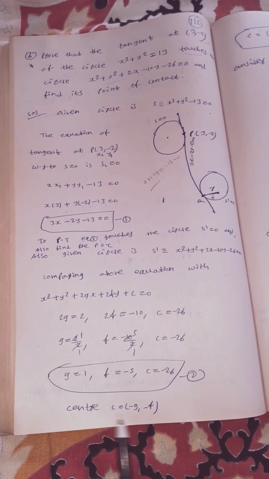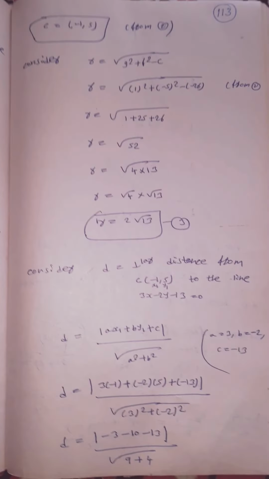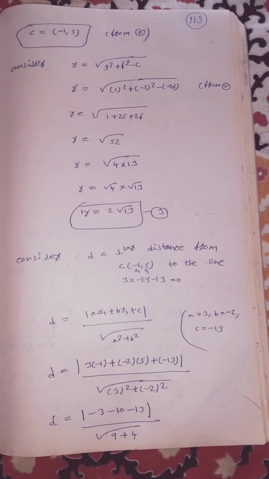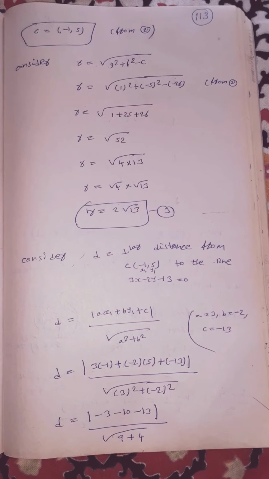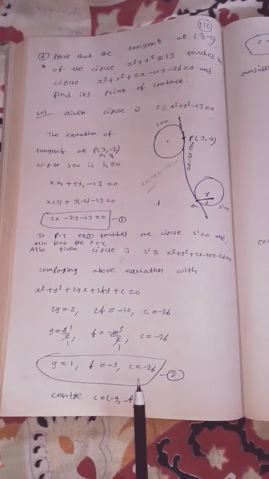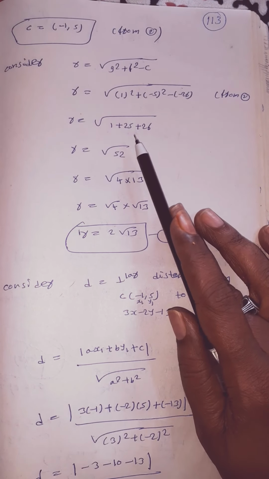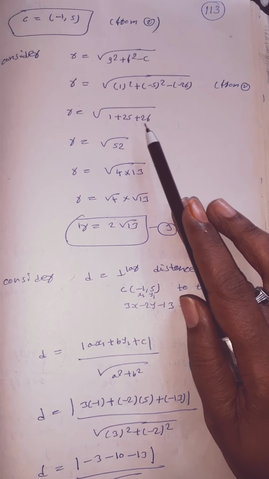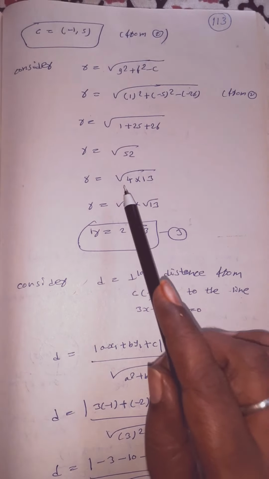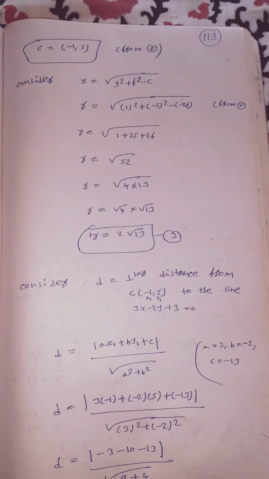Center formula is minus g comma minus f. So plus will become minus, minus will become plus. So what is the center value, children? Minus 1 comma 5, from equation number 2. Now consider the radius, children. R equal to under root g square plus f square minus c. So g value 1, f value minus 5, c value minus 26, from equation 2. So 1 square is 1, minus 5 square is 25, minus into minus is plus, so 25 plus 26 is 51, plus 1 is 52. 52 can be written as 4 into 13, children. Root 4 into root 13, root 4 means 2 root 13.